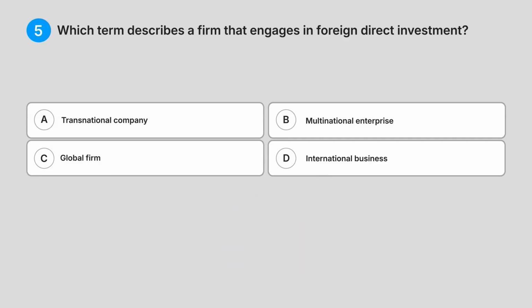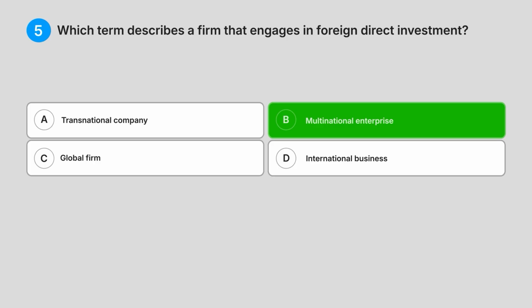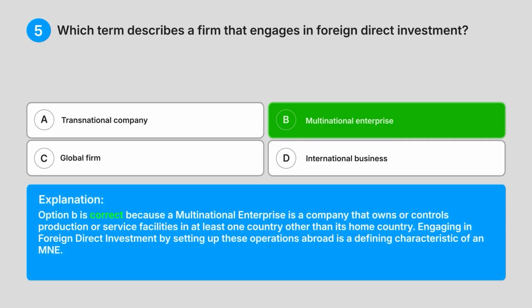Correct answer, B. Multinational enterprise. Explanation. Option B is correct because a multinational enterprise is a company that owns or controls production or service facilities in at least one country other than its home country. Engaging in foreign direct investment by setting up these operations abroad is a defining characteristic of an MNE.